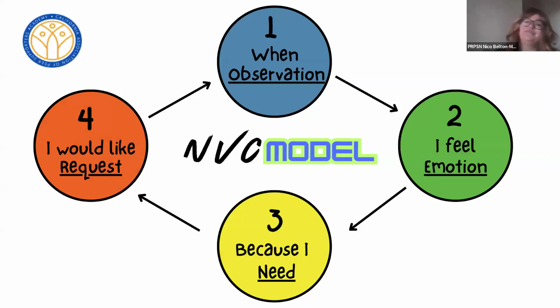So now that we've got all that mumbo jumbo out of the way, here's the actual solution, as we like to call it. Dr. Rosenberg came up with the nonviolent communication model, which is essentially a four-step model for being able to identify and communicate your feelings, needs, and your request.